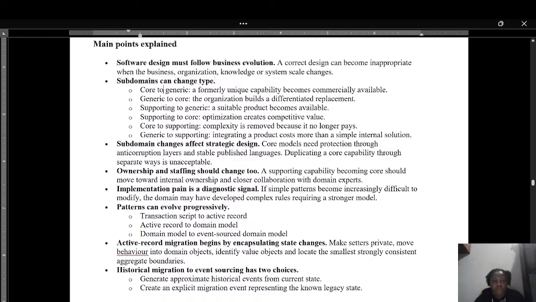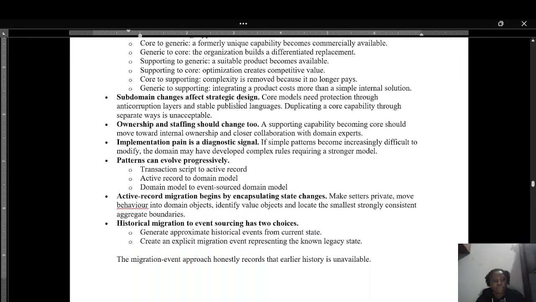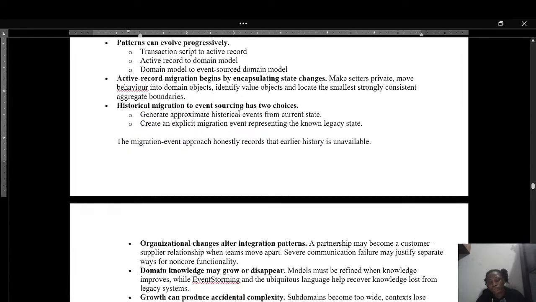For example, it can change from core to generic, when a formerly unique capability becomes commercially available. It can also change from generic to core, when the organization builds a differentiated replacement. Supporting to generic: a suitable product becomes available. Supporting to core: optimization creates competitive value. Core to supporting: complexity is removed because it no longer pays. Generic to supporting: integrating a product costs more than a simple internal solution. So these are things that you should take into consideration.